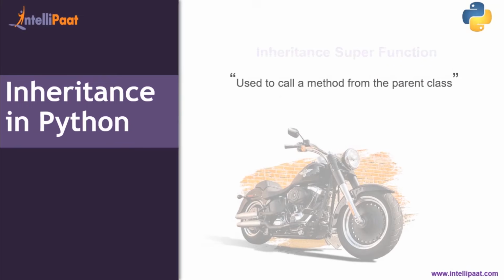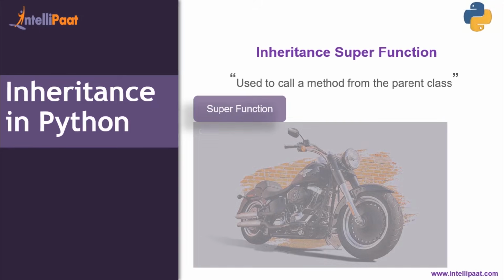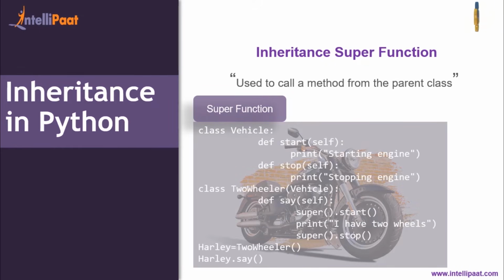Next we have the super function. We have already come across this function, right? This function is used to call a method from a parent class. For example, class Vehicle. So here TwoWheeler is inheriting the property of class Vehicle, right? So inside that you can see we are using super().start.